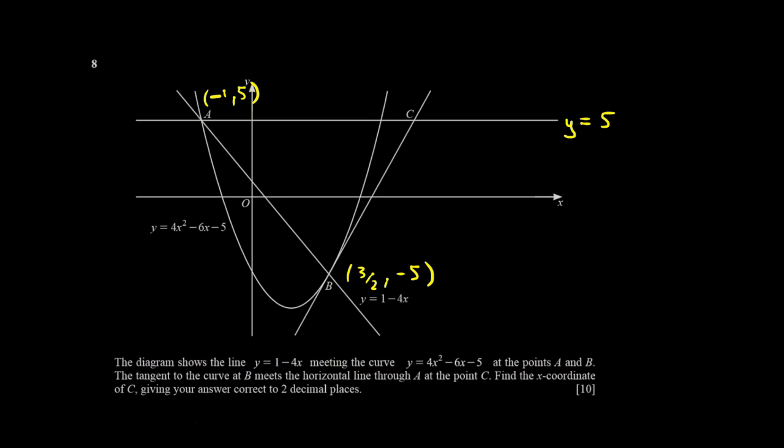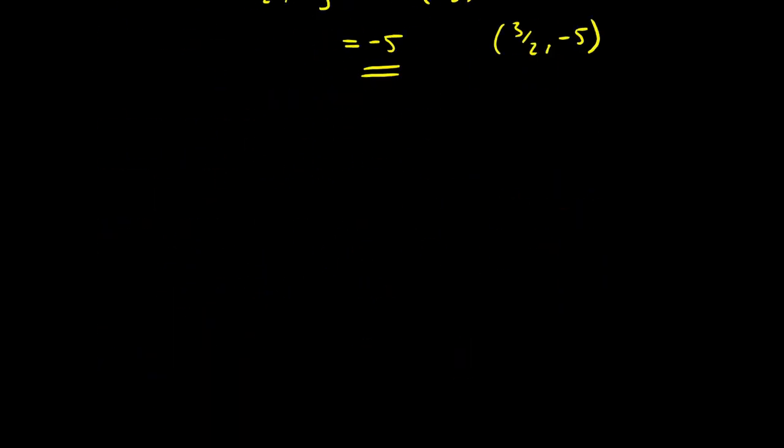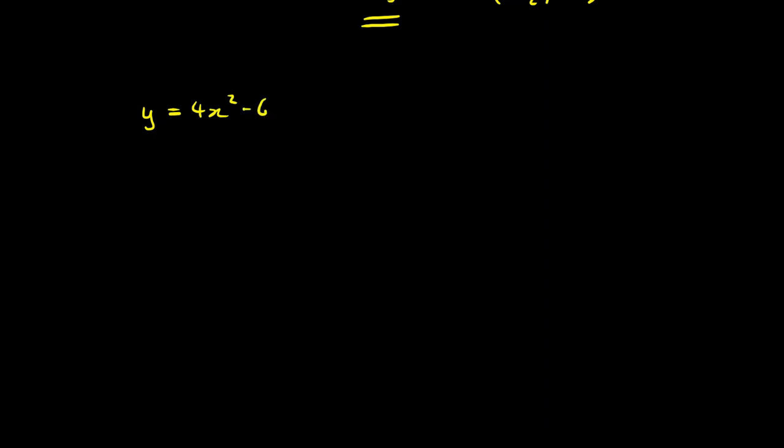Okay. So now the thing we need to do is find the equation of the tangent at B. And to find the equation of a tangent, we need two things. One is the coordinate point, which we've already got. And the second thing is the gradient at that point. The way we get the gradient is by differentiating the curve. So the curve is 4x squared minus 6x minus 5. So let's write that again. So y is equal to 4x squared minus 6x minus 5.